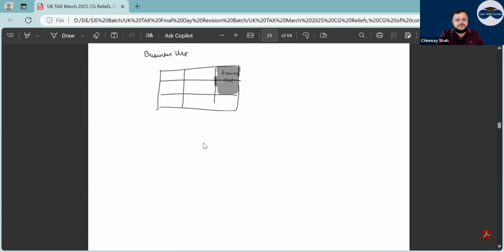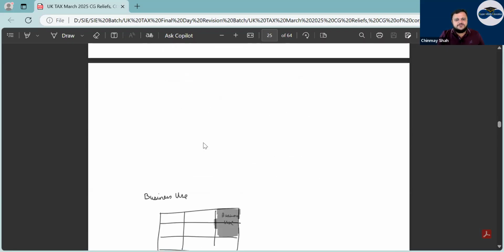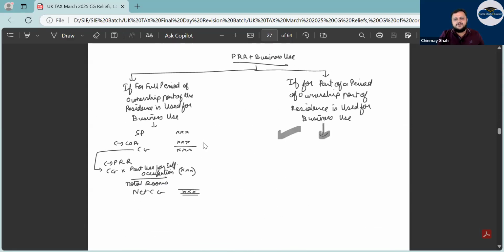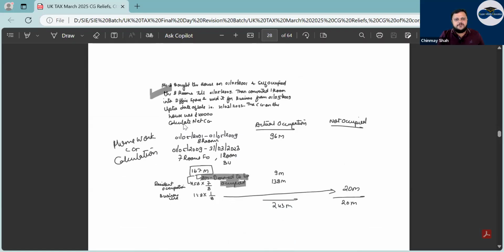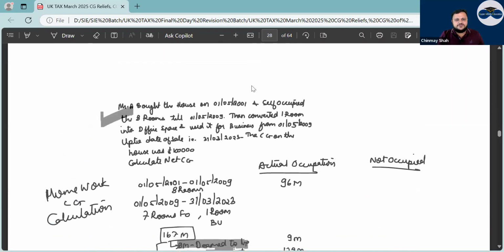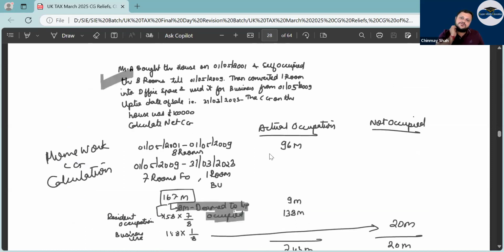I have taken 1 or 2 questions here. Then business use, 2 rooms. I have given you an example, right? PRR plus business use, if part of the property. Now have a look. This question is very important. Mr. A bought the house on 105/20/2001. Up to 2009, he used the full property, all 8 rooms, but converted 1 room after that, right? So how will it be?